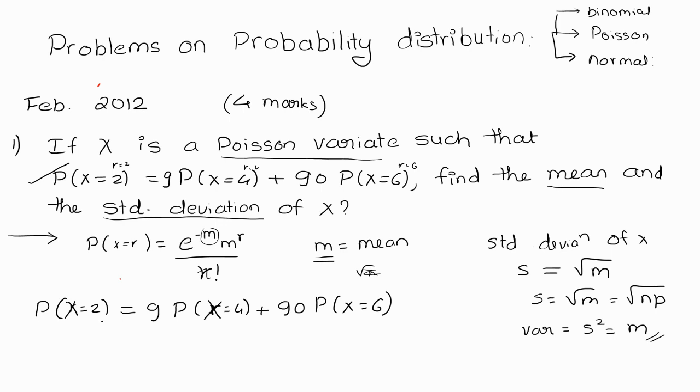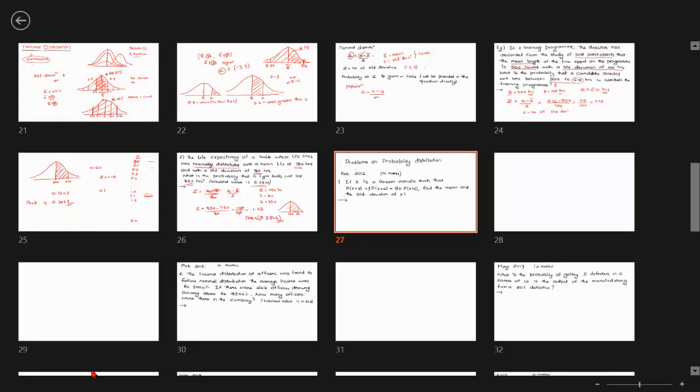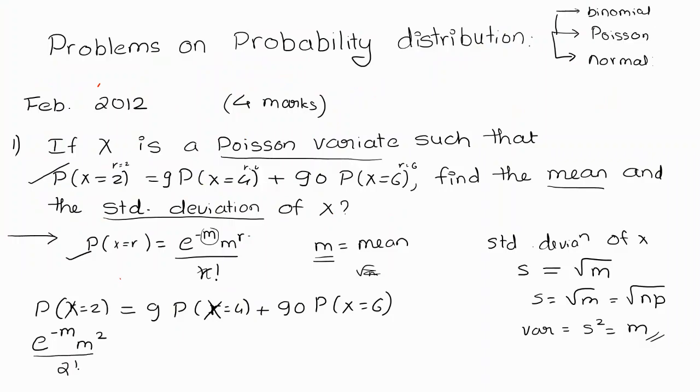So now when it is p of x is equals to 2, in this equation r will be replaced by 2. So what I will get is e raised to minus m, m is unknown, so I will keep that as it is, but only r will be replaced by 2. So m raised to 2 upon 2 factorial. Okay, and this one will be 9 into e raised to minus m as it is, and m raised to, this r will be replaced by 4 here.